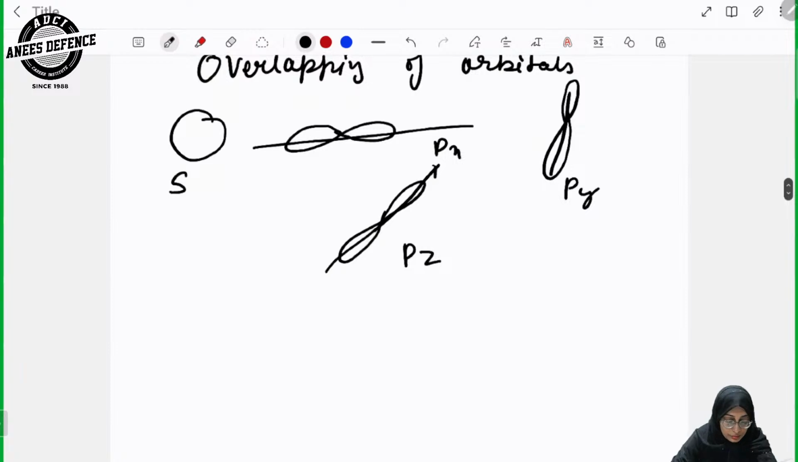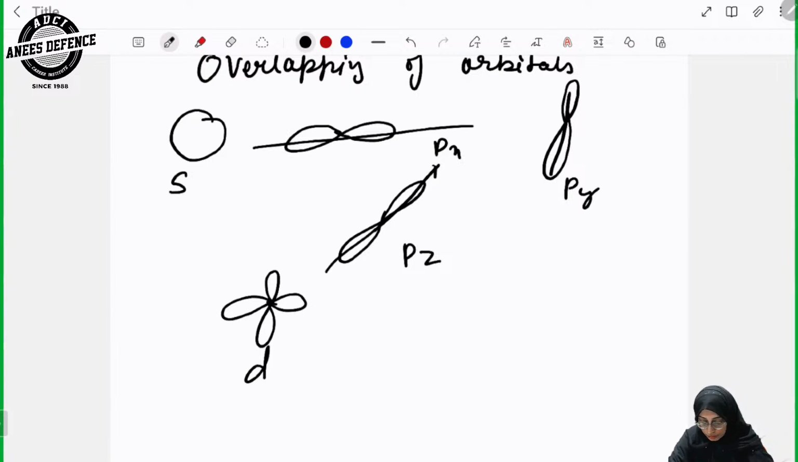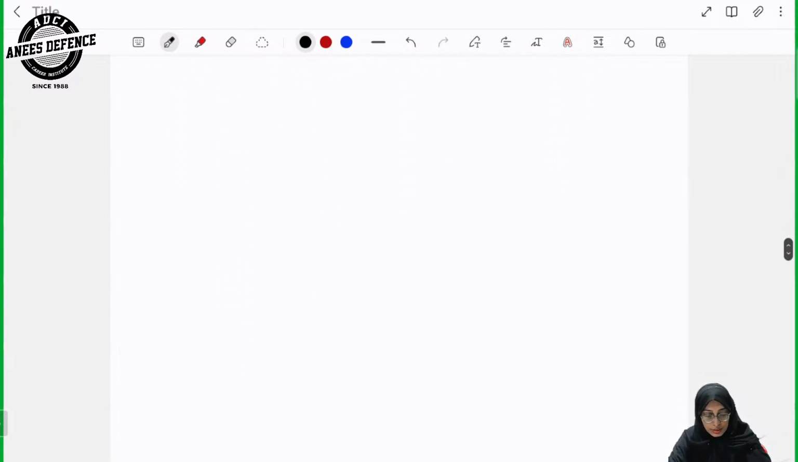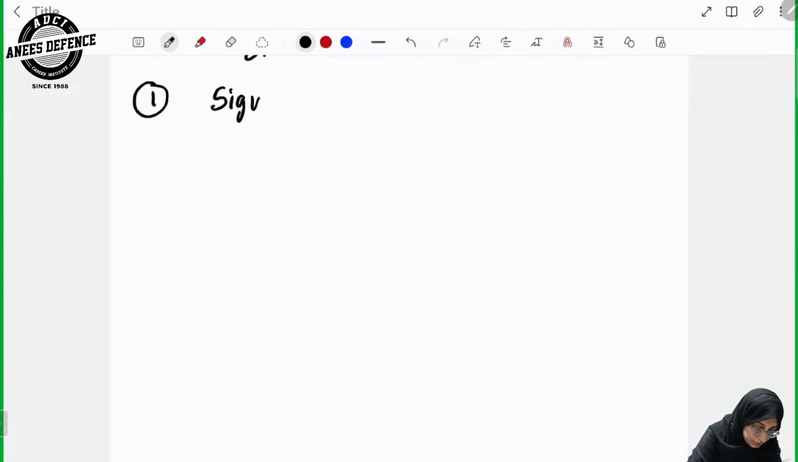And d is the double dumbbell. This is the d. Okay, so let's see the sigma bonding. Sigma bond is formed by the head-on overlapping of the orbitals. It is also called the head-on overlap, or we can say axial overlapping. First is the sigma bond, because of axial overlapping.